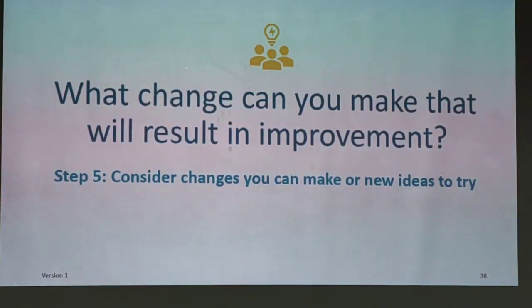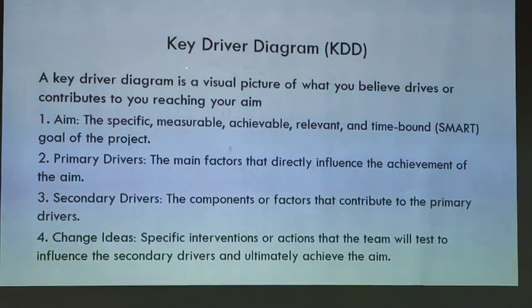So what change can you make that will result in improvement? A key driver diagram is a way to have a visual picture of what you think contributes to you reaching your aim. So you have to know an aim, that's again your SMART aim, and then you think about primary drivers. What are the main factors that directly influence you achieving this aim? And then secondary drivers are components that contribute to it, and change ideas are the specific actions or interventions that you might want to test to influence those things.